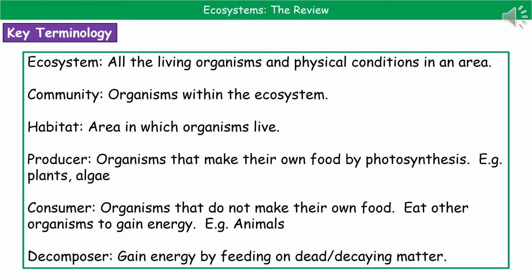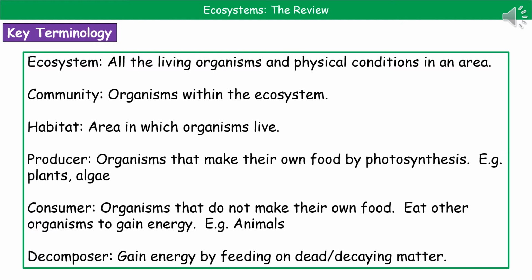In today's Biology Blast, we're going to have a look at ecosystems. So the first thing we actually need to do is to understand what we mean by certain key words. When we talk about an ecosystem, that's all of the living organisms and the physical conditions in an area. If we're talking about the community, that's just the organisms within the area. The habitat is the area in which the organisms live.